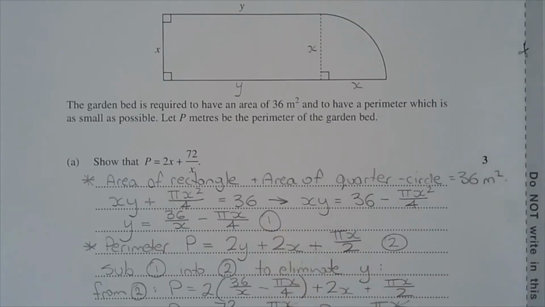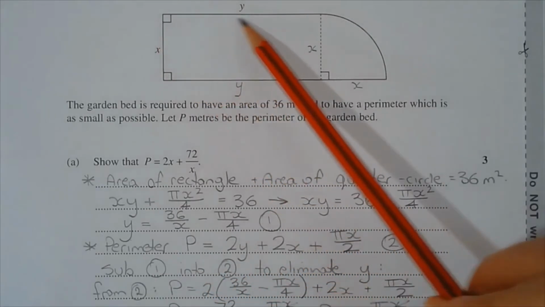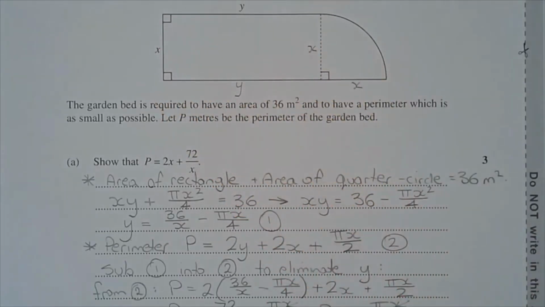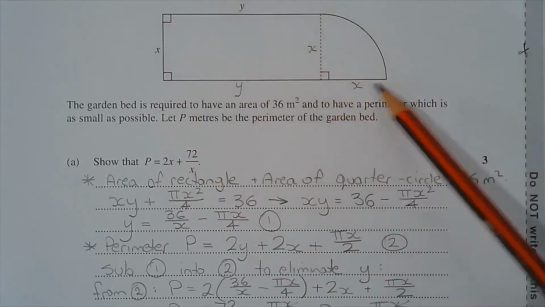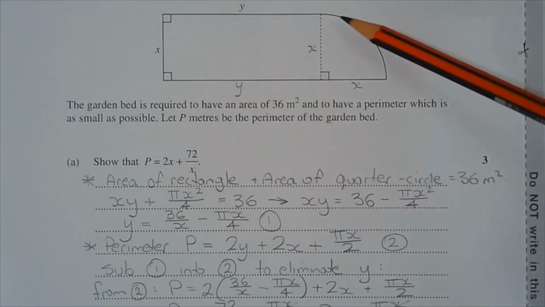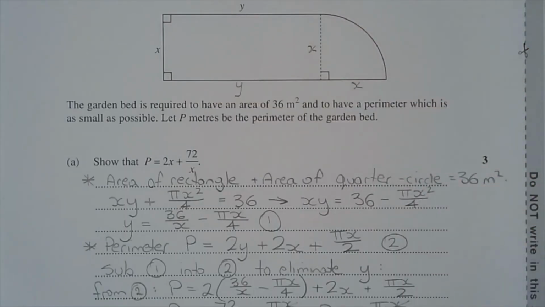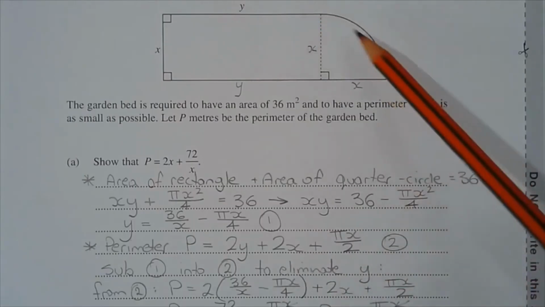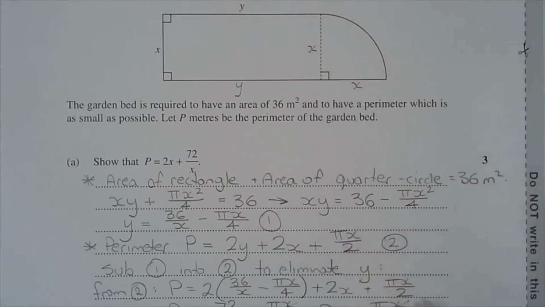Our next consideration is the perimeter of this composite shape. And the perimeter p is equal to 2y plus 2x plus pi x over 2. So there's y, there's another y, that's our 2y. We have an x here and an x there, so there's the 2x. And we have the curved side here, which is 1/4 the circumference of a full circle. So that's 2 pi r, or 2 pi x, divided by 4. Hence why the perimeter here of the quarter circle is pi x over 2. And we'll call that equation number 2.